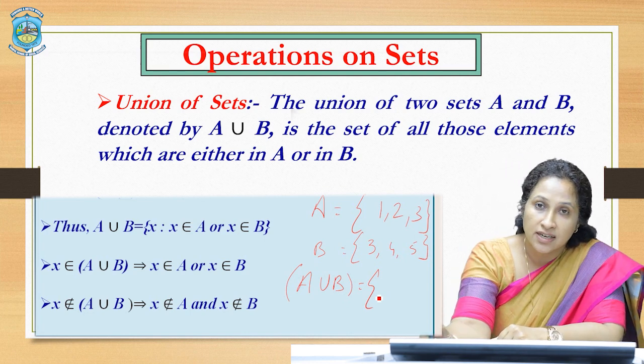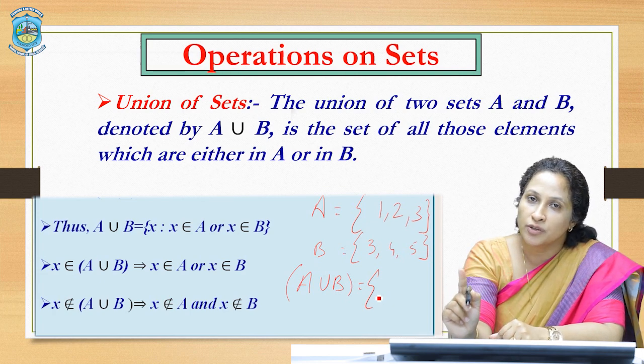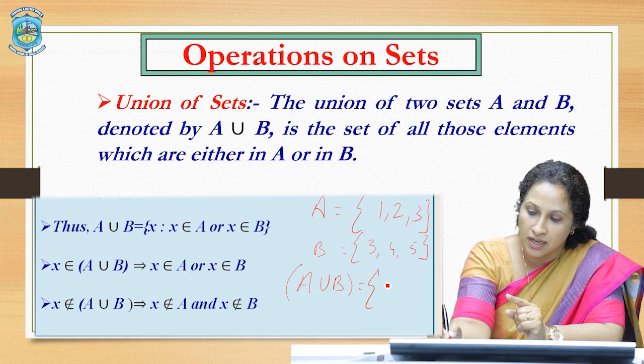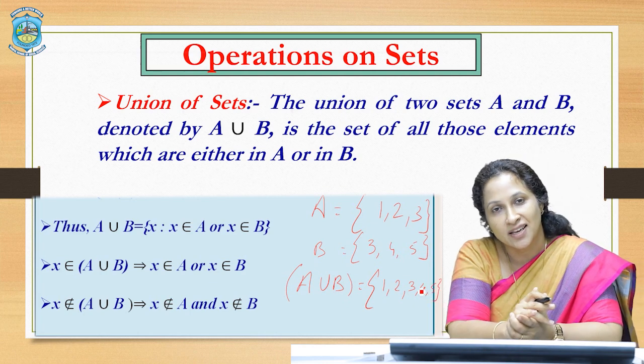So, you can see that element 3 is getting repeated in both set A and set B, but you will denote it only once in A union B. So, here you will write it as 1, 2, 3, 4 and 5. So, this is A union B.